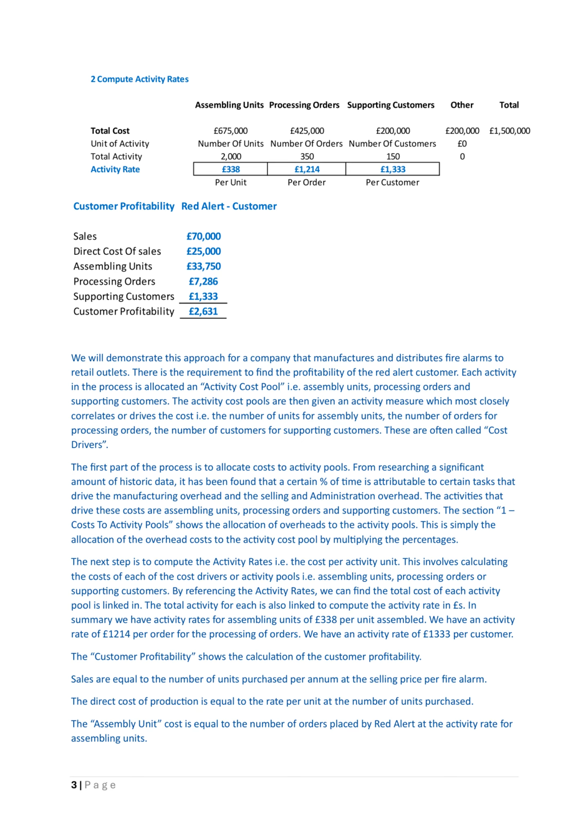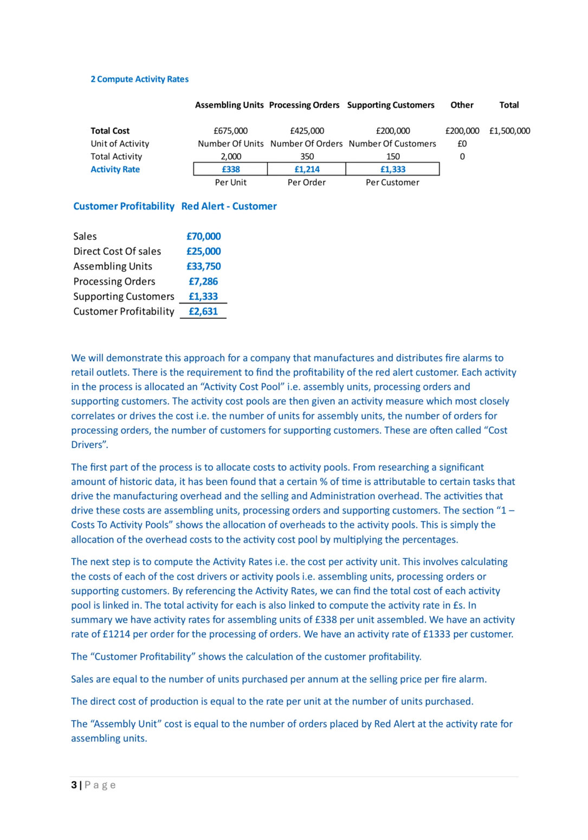This example focuses on a company that makes and sells fire alarms, and we want to find out how profitable a specific customer, called Red Alert, is. We start by grouping all the costs into activity cost pools, which are categories like assembling units, processing orders, and supporting customers. Each of these activities has something called a cost driver, which is a factor that directly affects the cost, such as the number of units assembled, the number of orders processed, or the number of customers supported. Using historical data, overhead costs are allocated to these activities based on the proportion of time spent on each task.